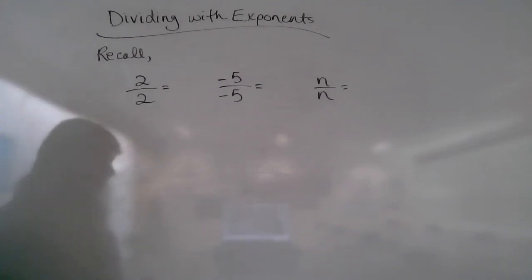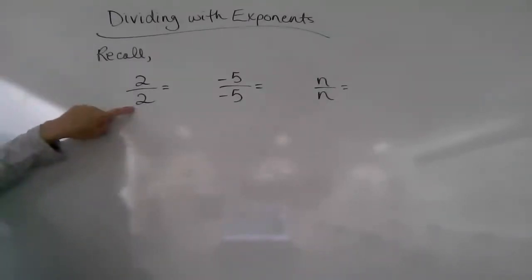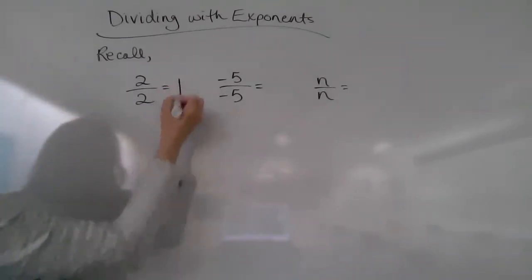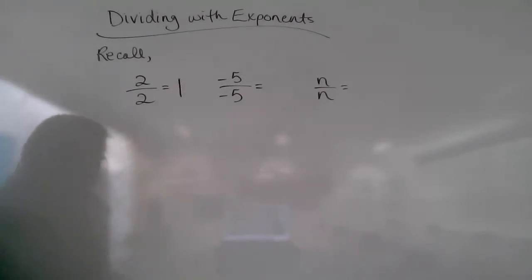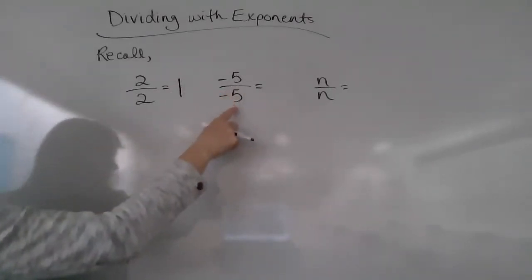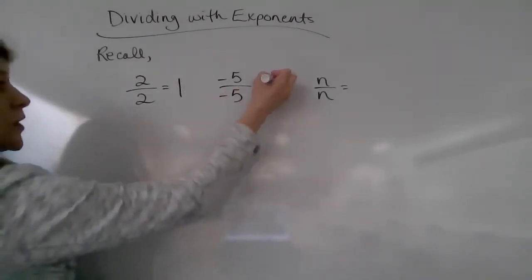Hi, today we're going to be talking about dividing with exponents. And before we start that, it's really helpful to recall that when you have a fraction where the numerator and the denominator are identical, that simplifies down to 1. 2 over 2 is equivalent to 1. 2 divided by 2 is 1. Negative 5 over negative 5, also equivalent to 1.